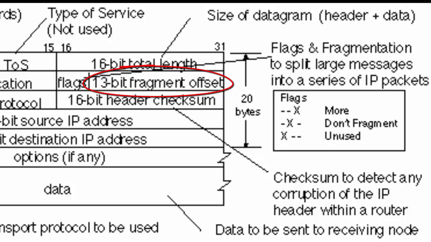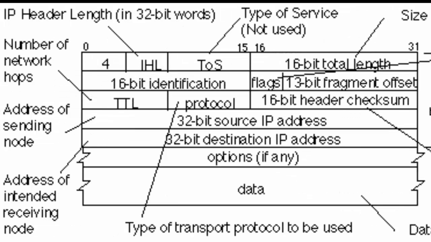The first fragment has an offset of 0. This allows a maximum offset of 2 raised to the power 13 minus 1, times 8, which is approximately equal to 65,528 bytes, which would exceed the maximum IP packet length, which is 65,535 bytes.